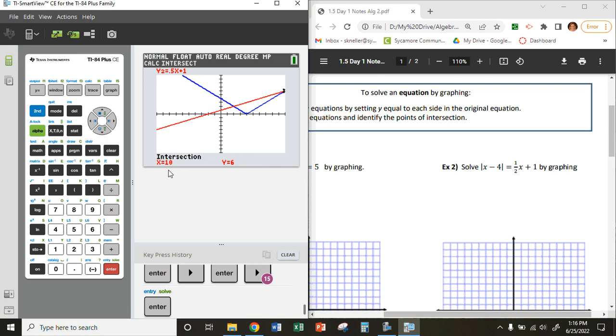Okay? So for this equation, there were actually 2 solutions. X equals 2 was our first solution, and x equals 10 was our second solution. So sometimes you can have 1 solution, or 2, or 3. You could have infinitely many.